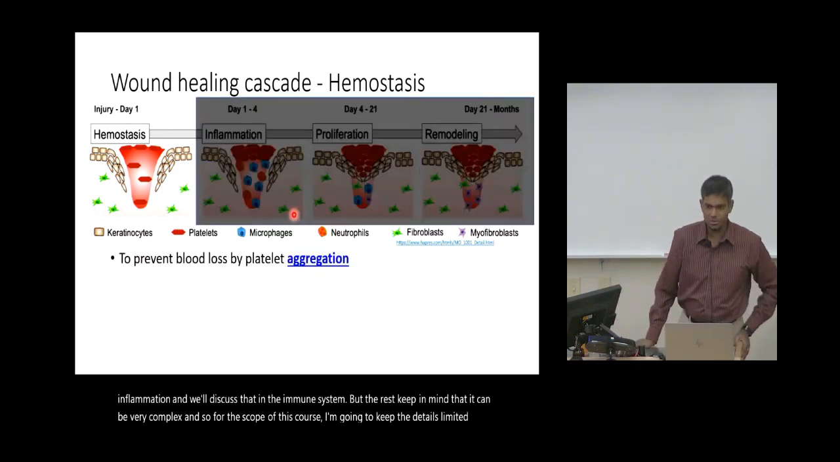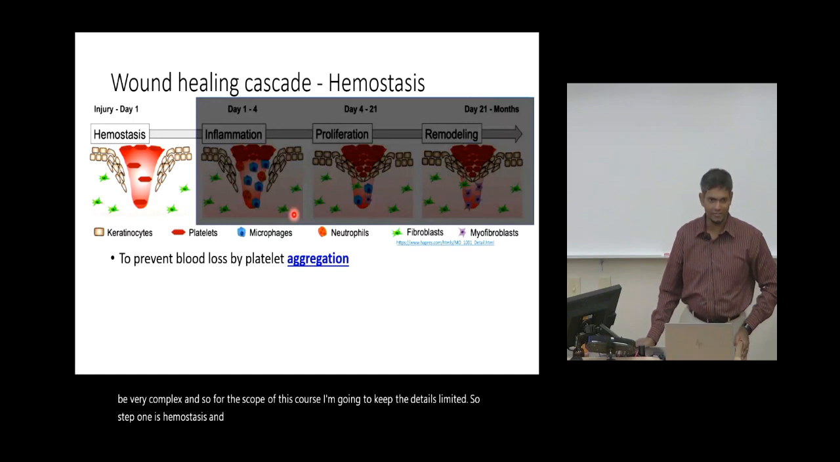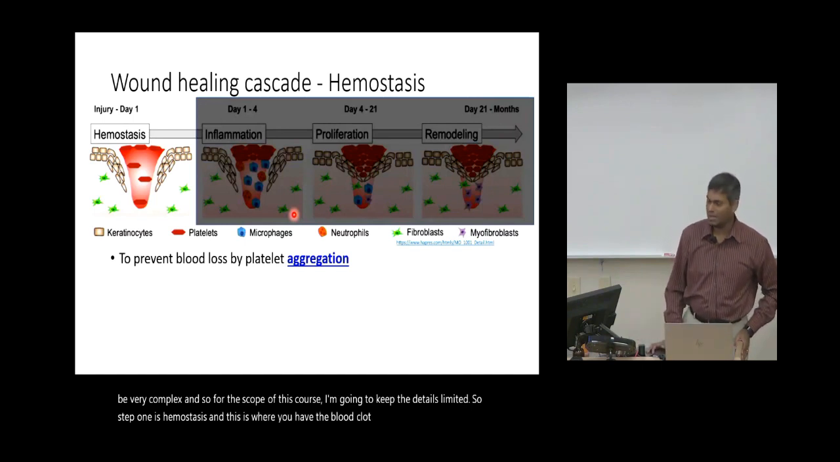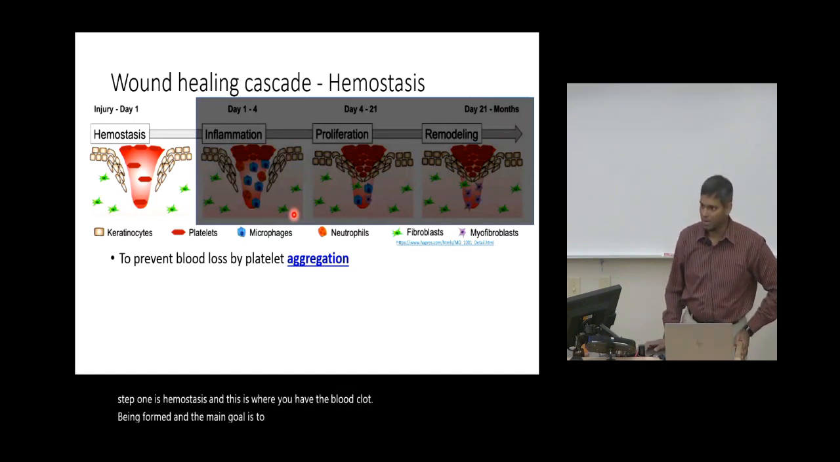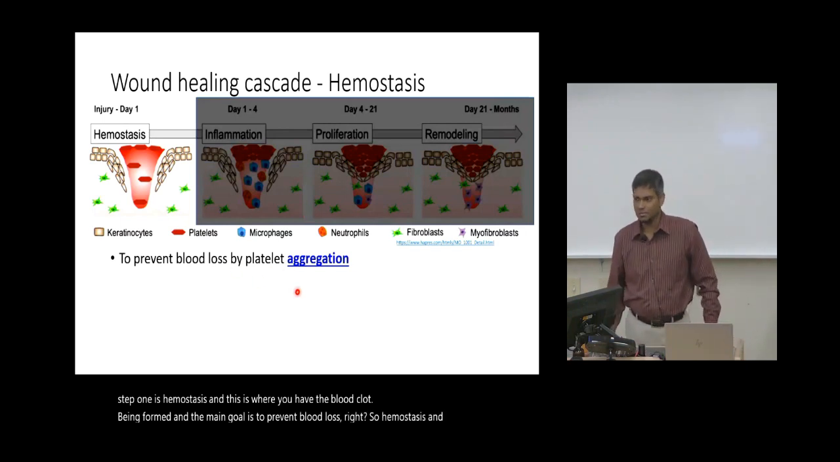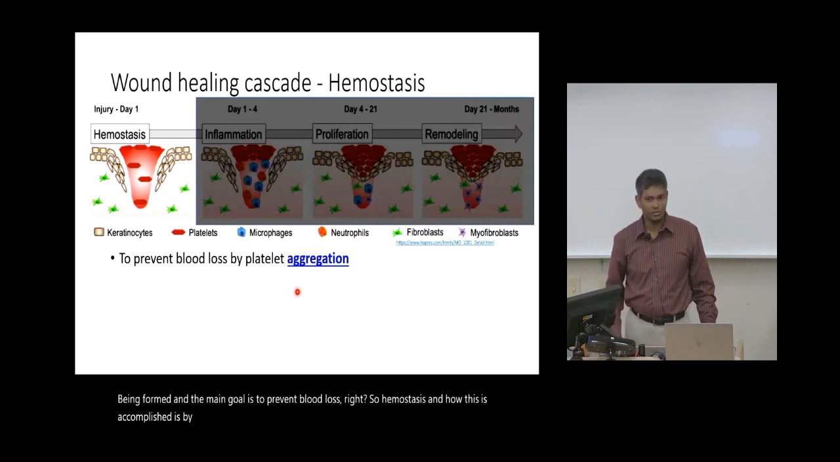So step one is hemostasis, and this is where you have the blood clot being formed, and the main goal is to prevent blood loss, right? So hemostasis. And how this is accomplished is by aggregation of platelets. And we'll see what platelets are.